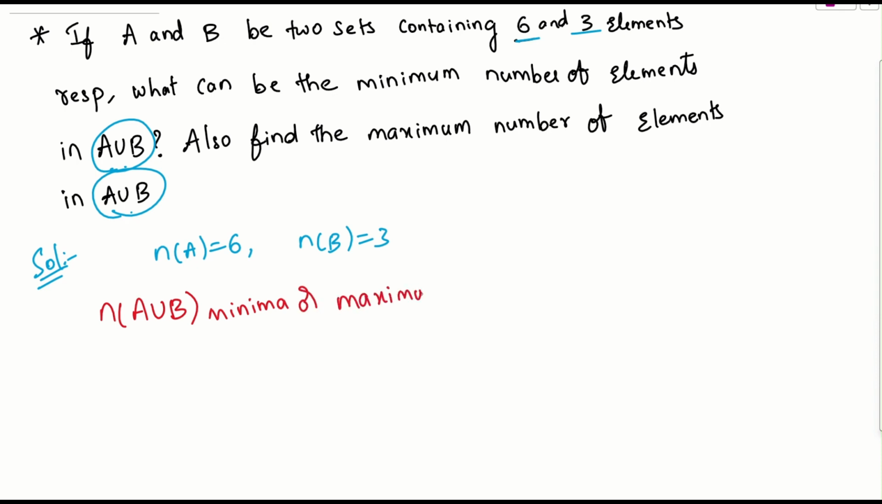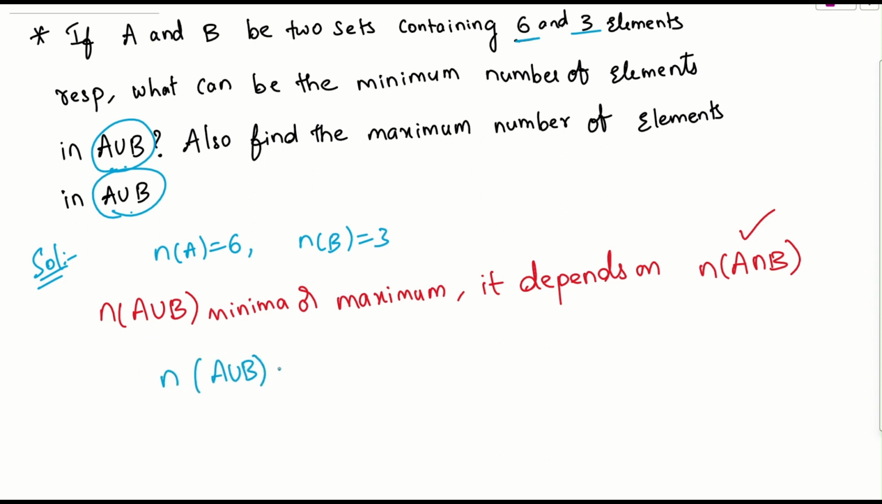How can I say which is the minimum or the maximum? It depends on A intersection B only. It will compulsorily depend on it. Why? Because, if you remember, in the previous session I did a video on formulas. You can check it. We have a standard formula: n of A union B is nothing but n of A plus n of B minus n of A intersection B.